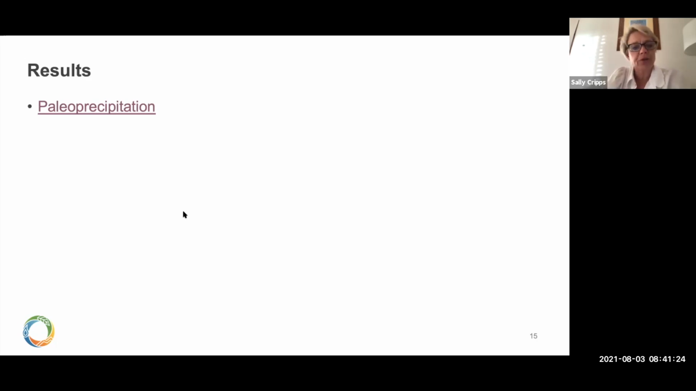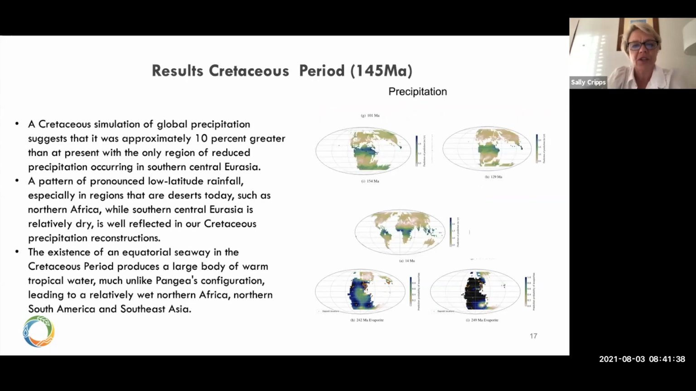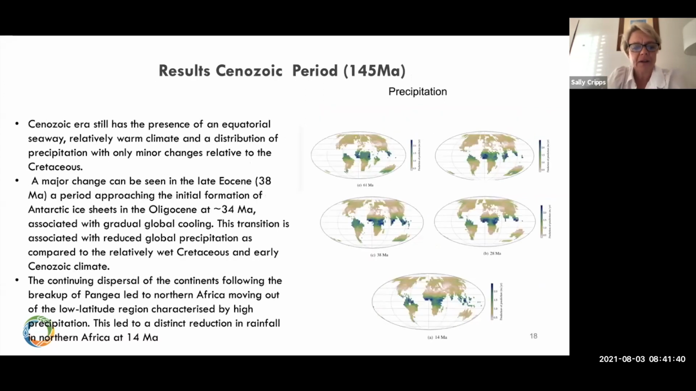In the paper, we go through it in more detail, and the results for the Triassic period appear here. I don't have time to go through them now, but we have a look at, for each one of the periods, the Cretaceous period and the Cenozoic period.